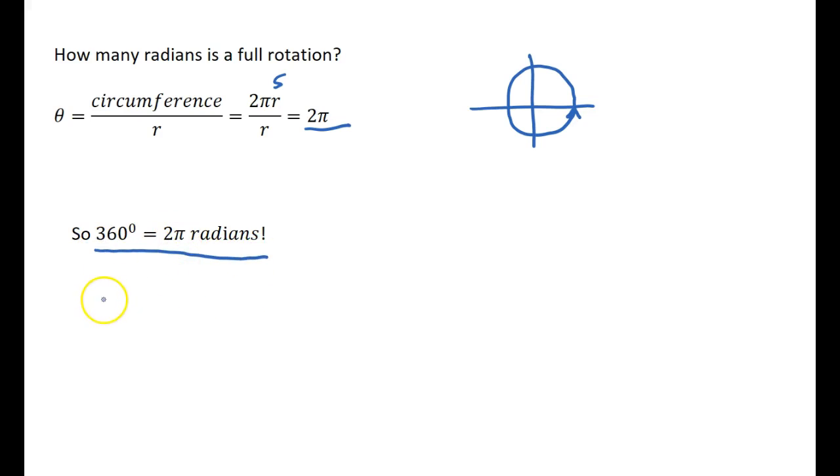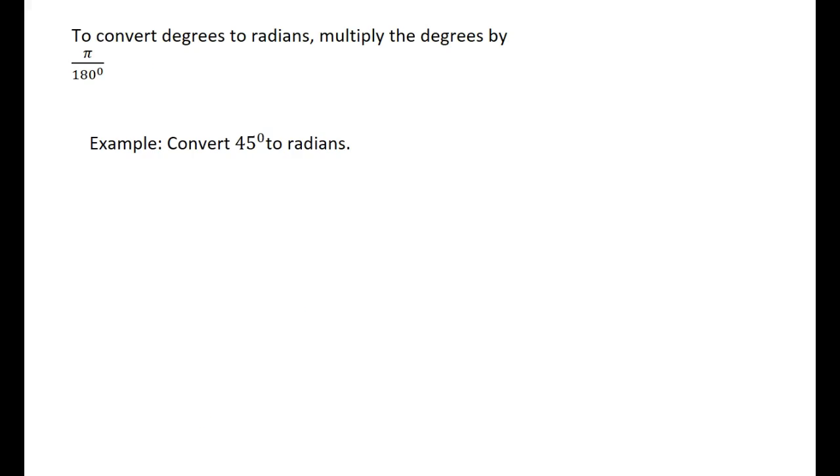If I divide both sides by 2, that gives a very useful relationship. 180 degrees is 1 pi radians. So we'll use that relationship to convert from degrees to radians and radians back to degrees. So let's do degrees to radians. To convert degrees to radians, multiply the degrees by pi over 180, since pi radians is exactly the same as 180 degrees.